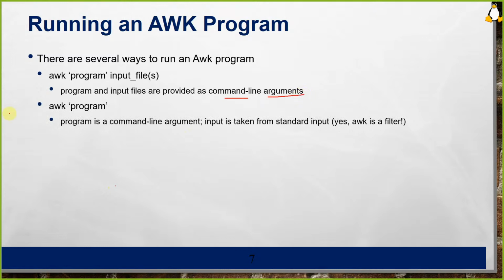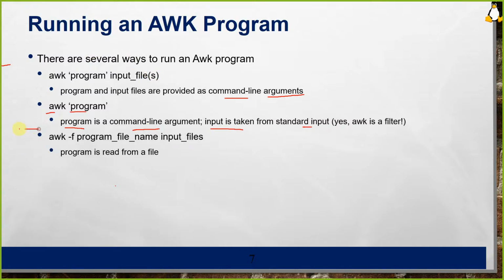Then we have another option, awk program. The program is a command line argument, and input is taken from the standard input, so we are not providing the file name. And finally, the third option is used comprehensively: awk -f, the program file where your actual awk program is written, and then the name of the input file on which you want to process. The program is read from the file.